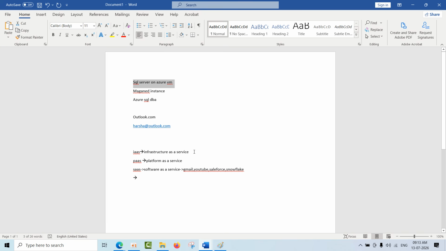So this falls under IaaS. Why? Because they are providing the entire infrastructure. They are providing Windows Server, software, networking, and storage. Entire infrastructure they are providing, right? That's the reason this flavor falls into SQL Server on Azure VM.